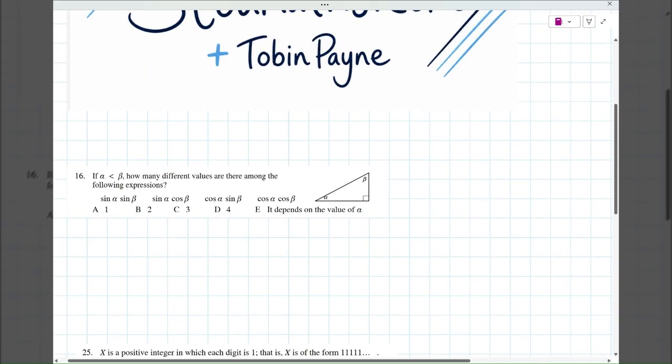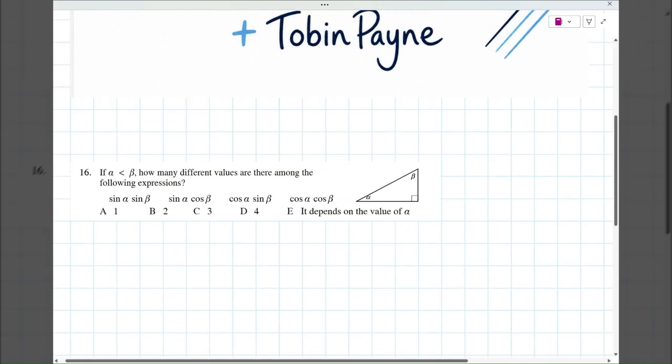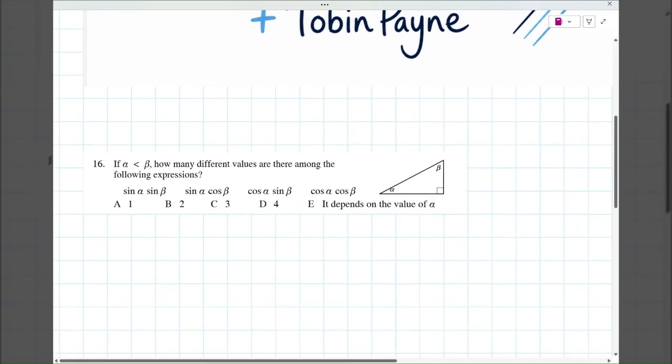So here we've got what looks like some trig, it could be some trig identities, but we've also been told that alpha and beta are within a right angle triangle, which tells us that alpha and beta are both less than 90. Now, a hint here is to look for relationships between sine alpha, sine beta, or sine alpha, cos beta, etc.